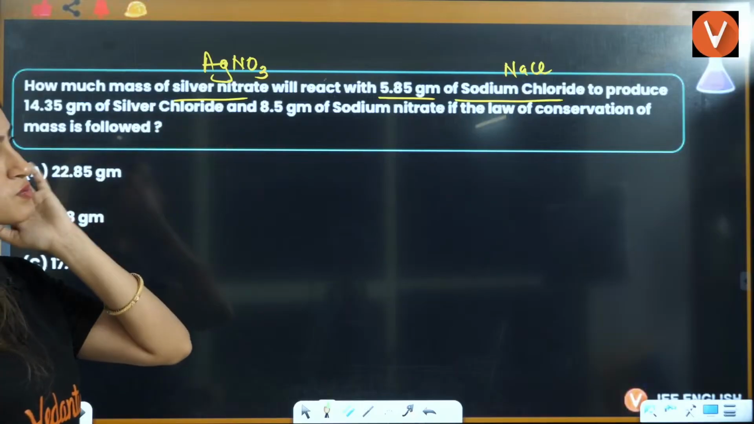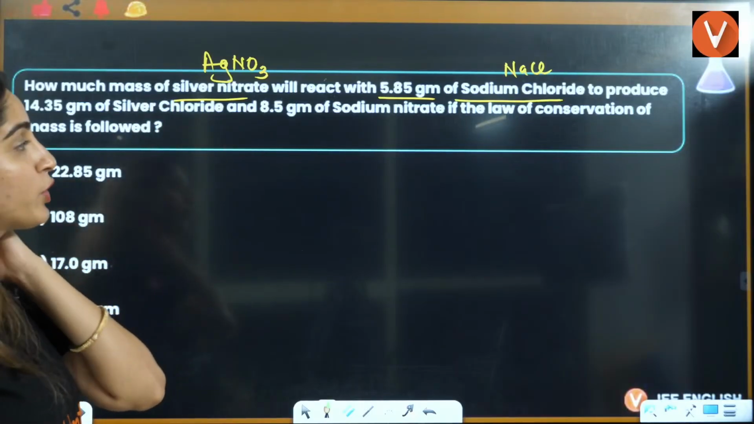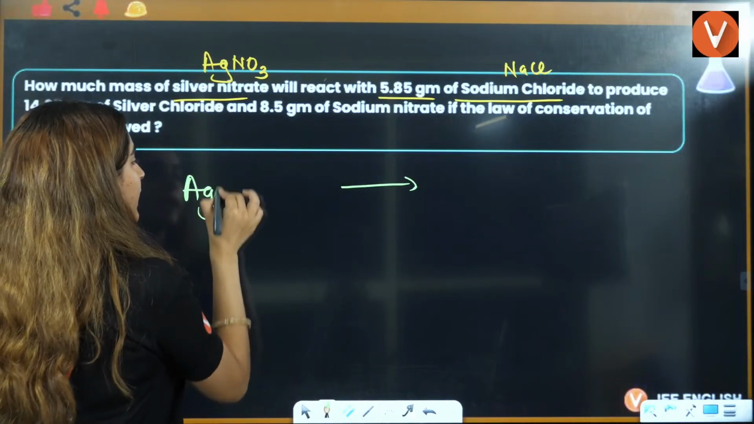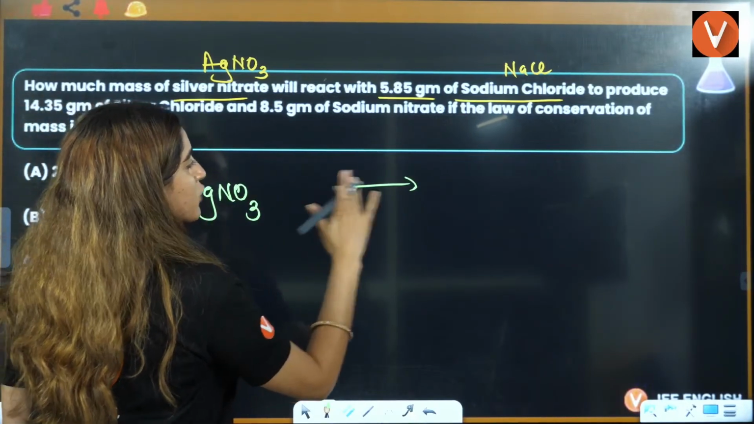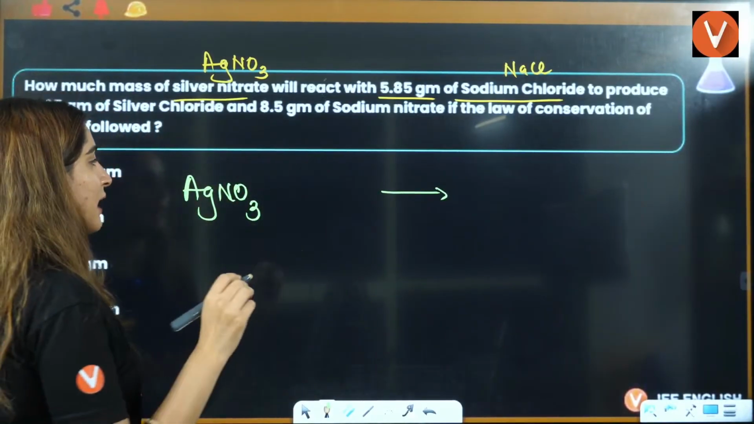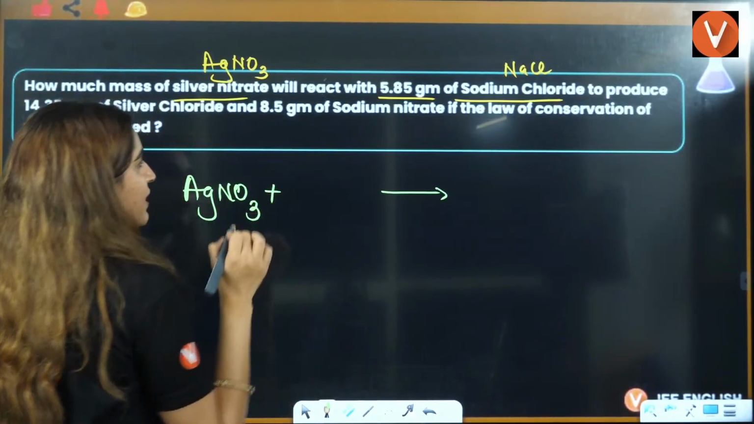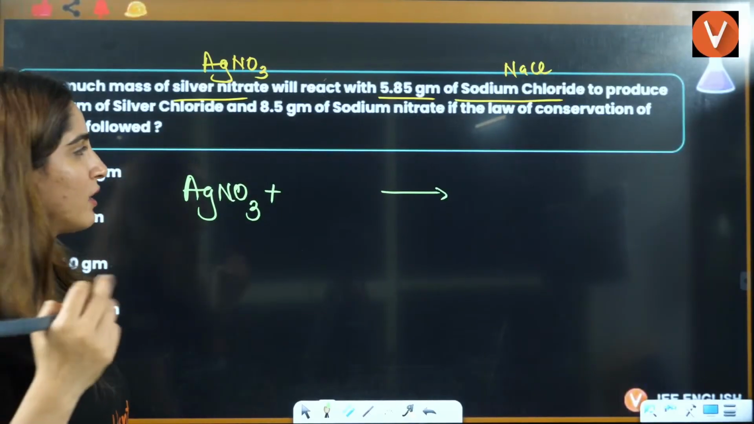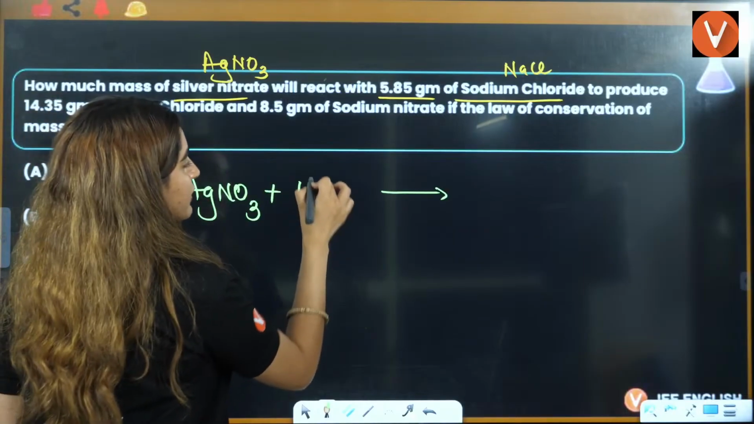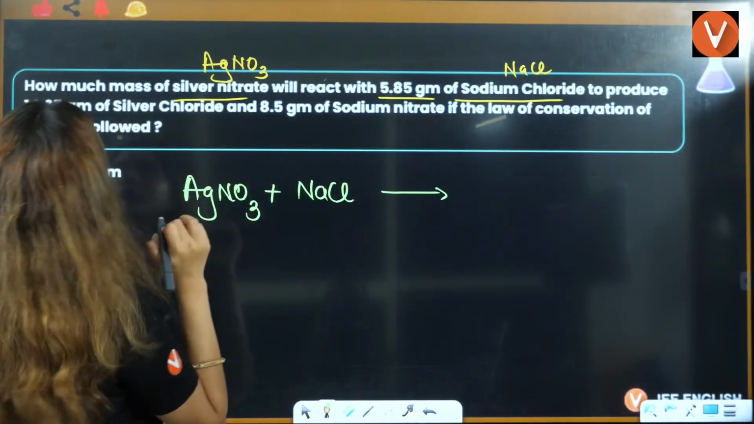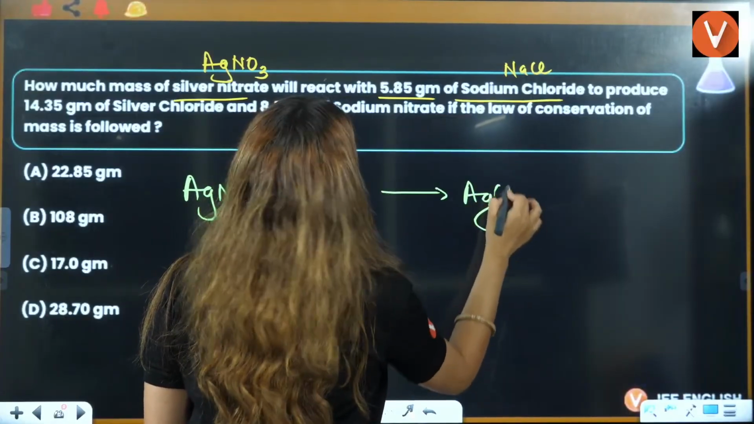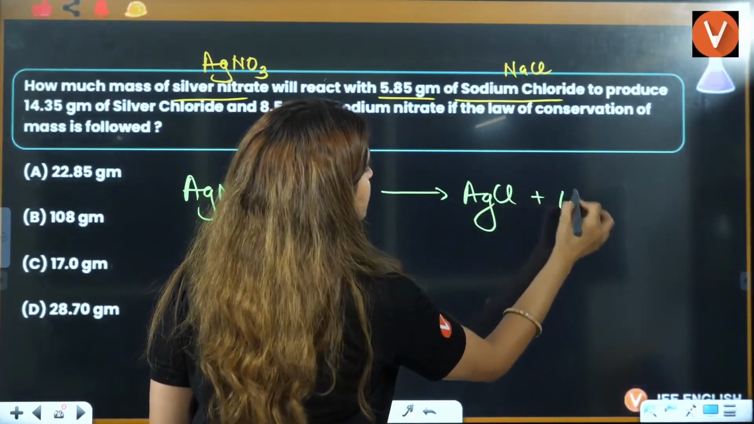Now, because we have this question here, I want you guys to answer this. This is silver nitrate, but after this, instead of questions, first I'll teach you one last law, that is not mentioned in NCERT, so we'll discuss that. AgNO3 reacts with NaCl to produce silver chloride, AgCl, plus sodium nitrate, NaNO3.